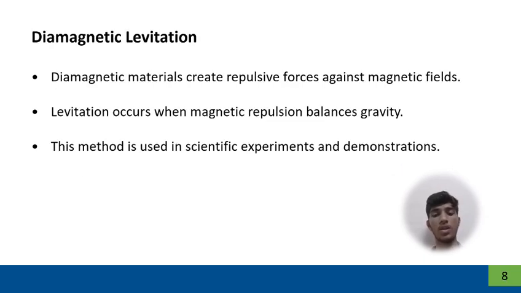Diamagnetic levitation. Diamagnetic materials create repulsive forces against magnetic fields. Levitation occurs when magnetic repulsion balances gravity. This method is used in scientific experiments and demonstrations.